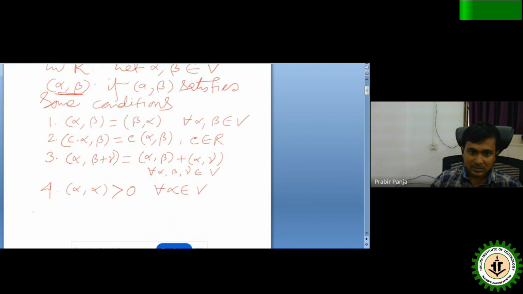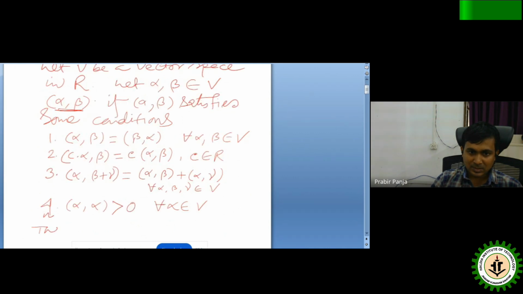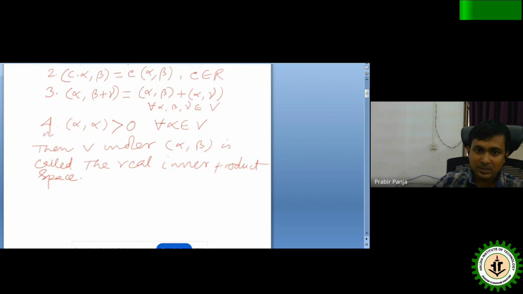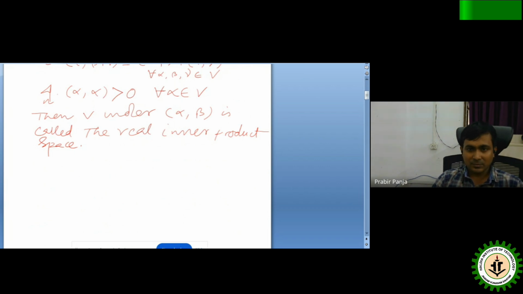Now if any vector space V under the product rule alpha beta satisfies these four properties, then the vector space V under the alpha beta product rule is called the real inner product space.